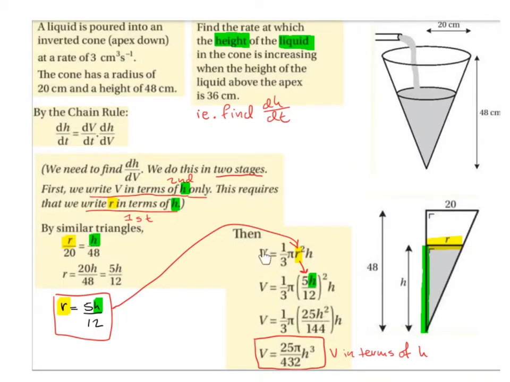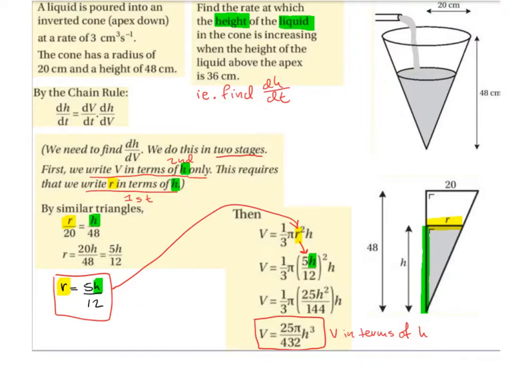So the volume for a cone is a third pi r squared h. You get this from your formula book, you don't need to learn this off. We know now that r can be rewritten as 5h over 12. And then we just multiply out the brackets. So 5h over 12 squared is 25h squared over 144. And then simplifying, we get 25 pi over 432 h cubed.